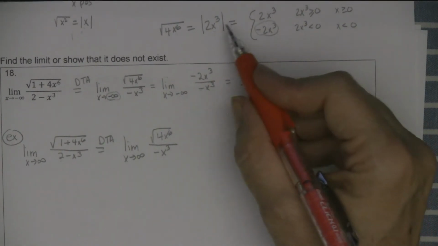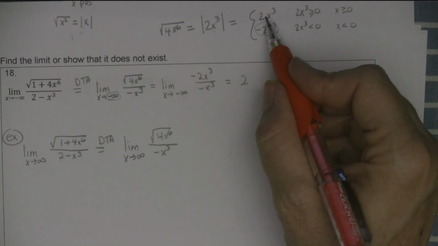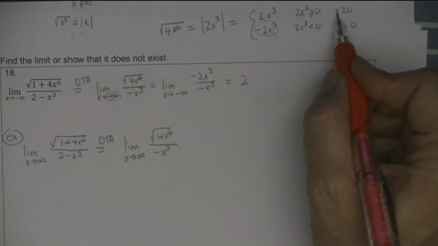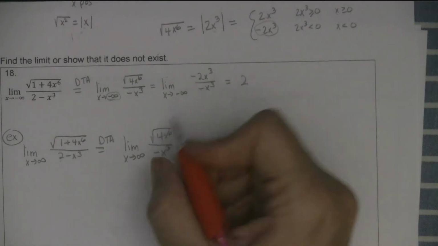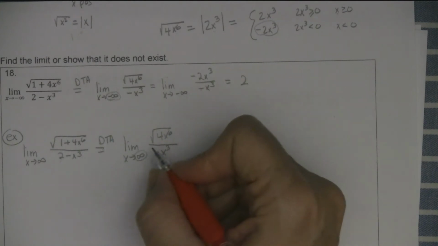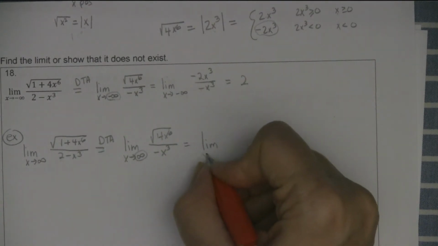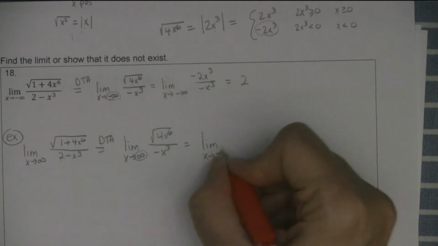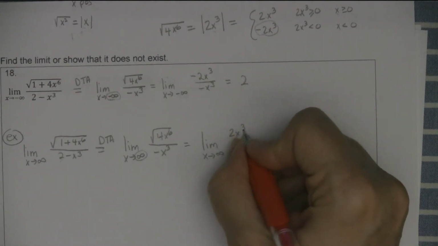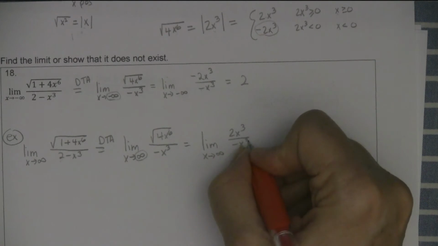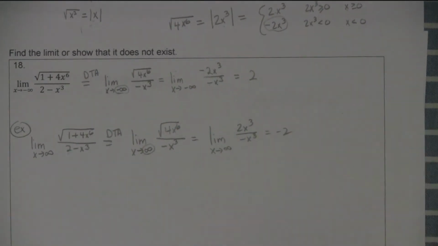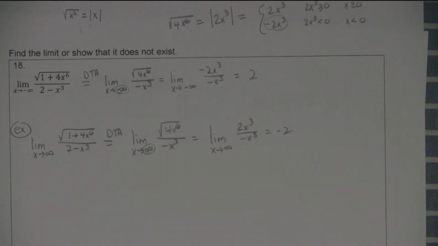And that's equal to, leave it the same, and this is if I'm bigger than 0, and certainly infinity is bigger than 0, so this is the limit as x goes to infinity of 2x to the third over negative x to the third, which is negative 2. And so anyway, that's kind of that story there.